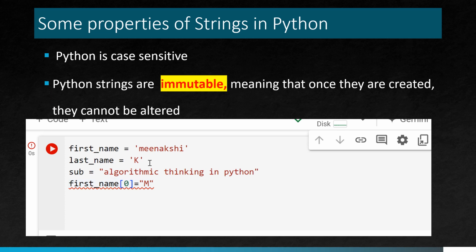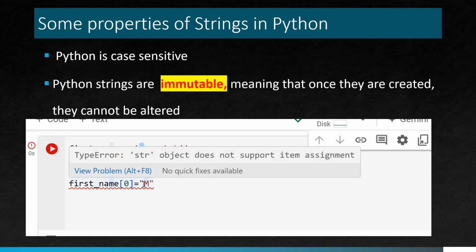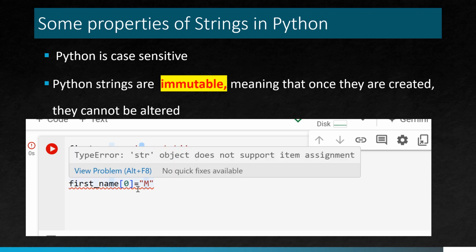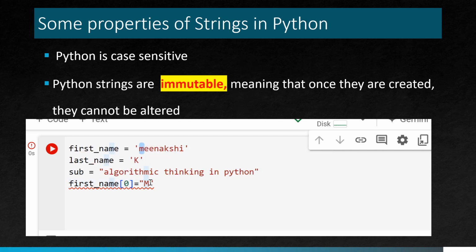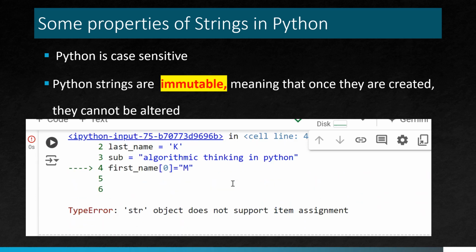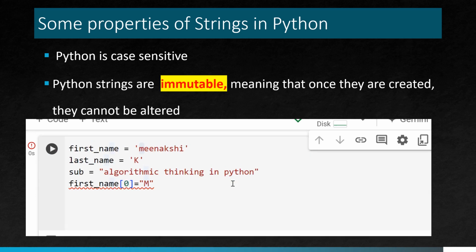Strings are immutable, means you cannot change any one. Suppose I wanted to do, I'm giving first name of 0 is equal to m. I cannot replace this small m by capital M like this. First name of 0 is m. I cannot do that. I'll get an error: string does not support item assignment. Is that clear?